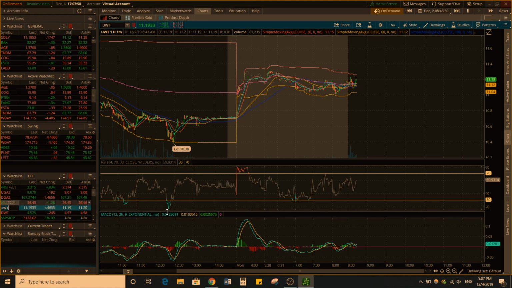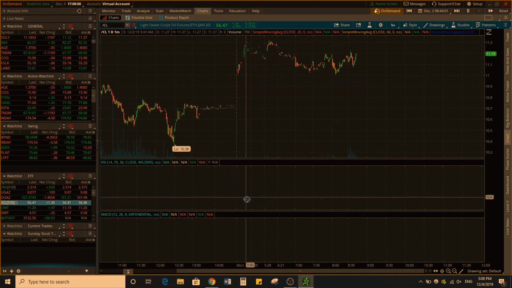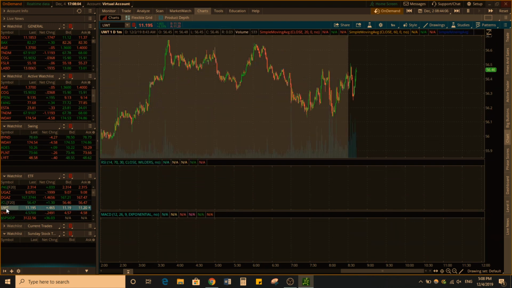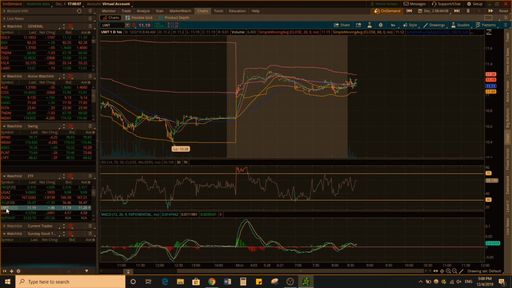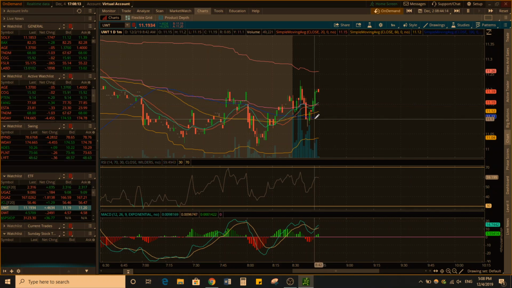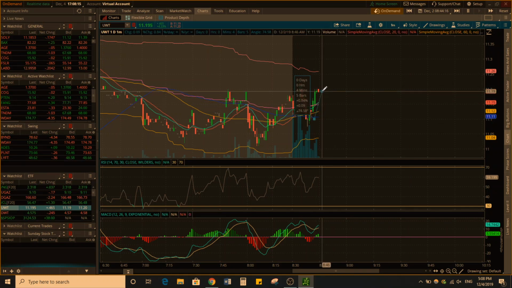Or it would be UWT, which is the bullish ETF of CL. Right now it doesn't look too bad. Oh wow! From where we last saw it to where it is now, it's gone up almost about 0.85%. So that's not too bad.